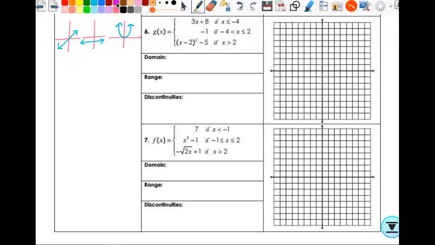All right, so I'm going to start with my first one, and I'm going to start with the endpoint. Let's take negative 4, substitute it in here. 3 times negative 4 is negative 12 plus 8 is negative 4. So I'm going to go to negative 4, and that's a closed circle.